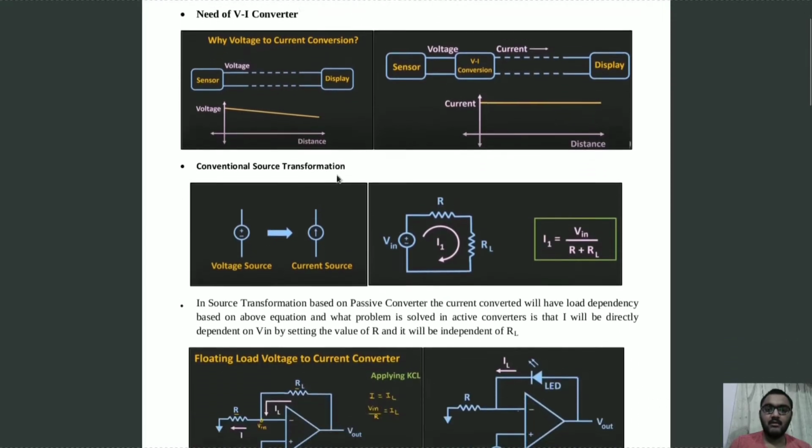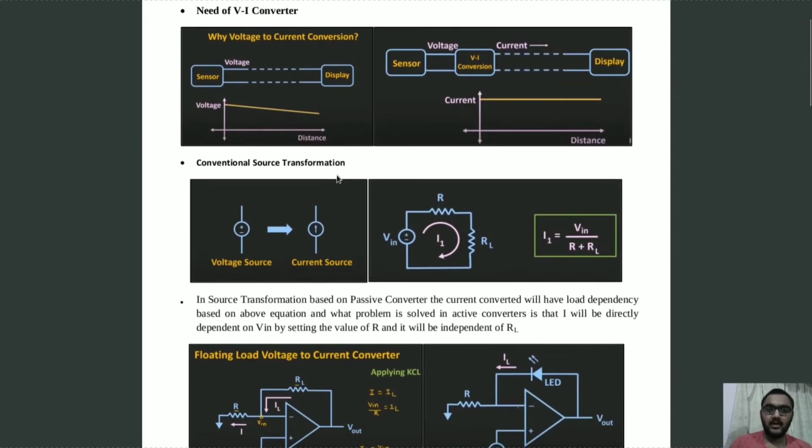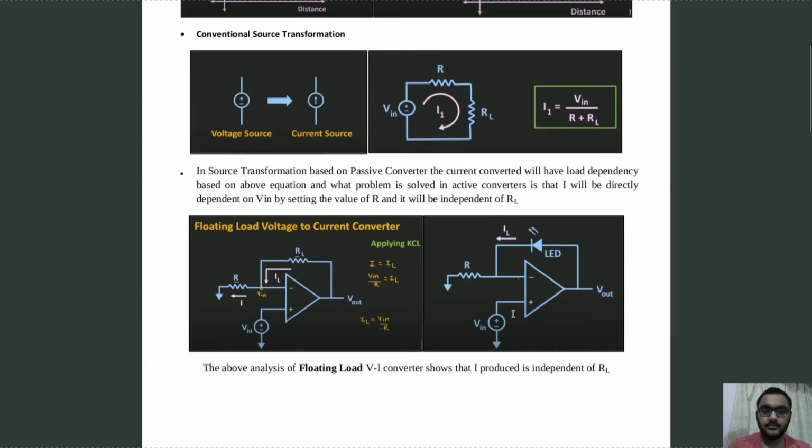First of all, why do we need an op-amp based V2I converter? If we use the conventional source transformation theorem to convert a voltage source to a current source, the output load current is always dependent on the load resistance. So, to eliminate this disadvantage, we use an op-amp based V2I converter.